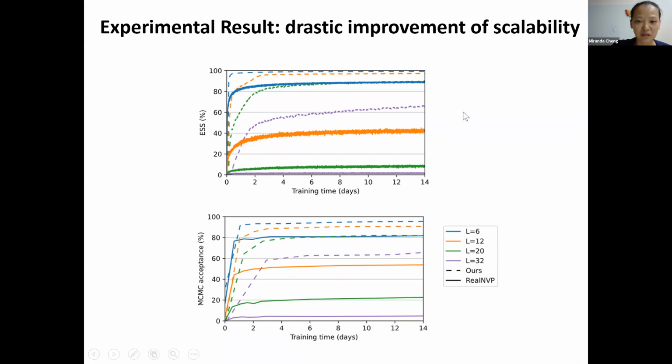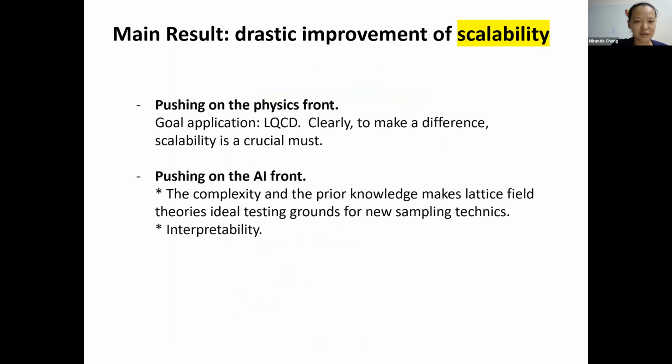But our network, above 60% acceptance rate, is very usable as a sampler. So, okay, that's the content of the paper and what to do to keep pushing on the physics front. Well, the Go application is again lattice QCD. And then clearly, to really be usable, scalability is a crucial must.